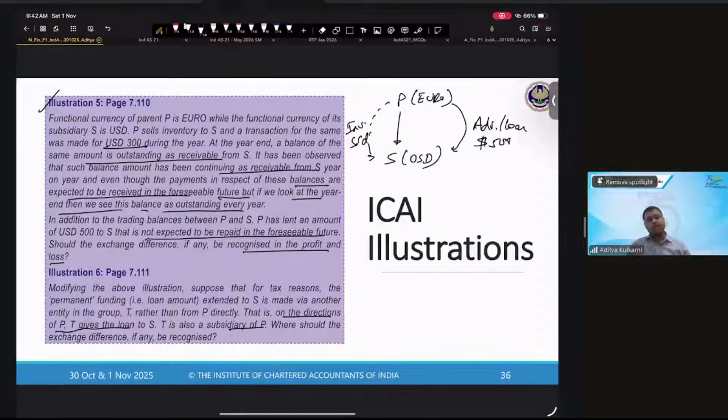So now again, in consolidated financial statements, it will appear as FCTR. In your separate financial statements, it will continue to be treated separately: T giving loan to S, you will have one exchange difference, and P giving to T, you will have another exchange difference. But when you consolidate, all of it will come together as FCTR.